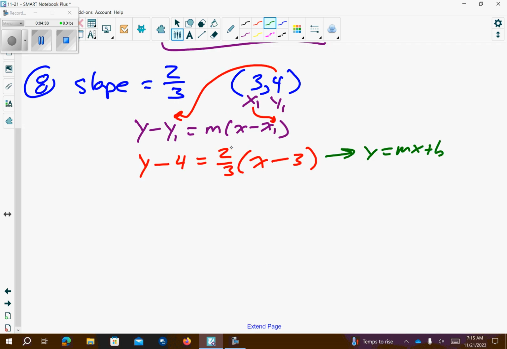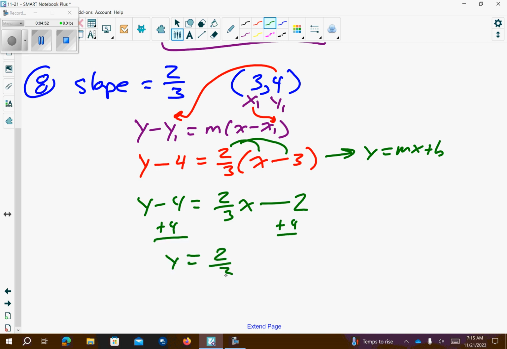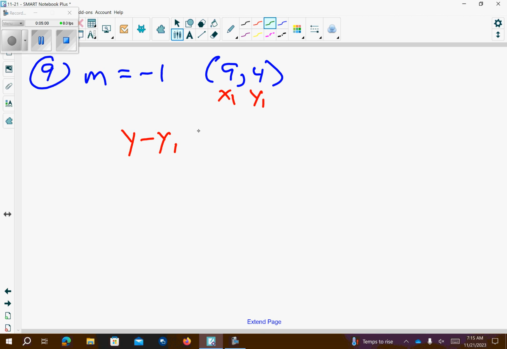Okay, so what I want to do is distribute over the parentheses. So I'm going to get y minus 4. 2/3 times x is 2/3 x minus 2 times 3 is 6. 6 divided by 3 is 2. Add the 4 to both sides. Now it's all set up for us in slope-intercept form. Negative 2 plus 4 is positive 2. That's the equation we're looking for. Sorry about that. All right, again, on number 9, it's going to look very similar to what we had done.